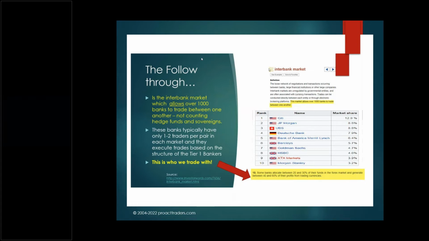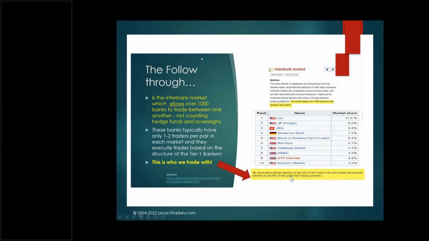But they do not take the trade to target. They start the move and start the structure. And then the interbank market allows over 1,000 banks to trade between one another, not counting hedge funds and sovereigns. These banks typically have only 1 or 2 traders per pair in each market, and they execute trades based on the structure of the tier 1 bankers.